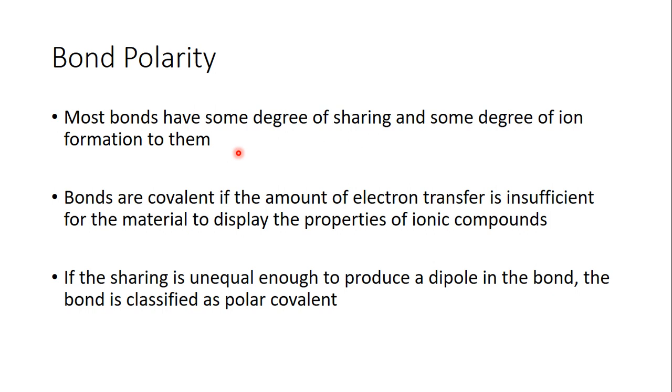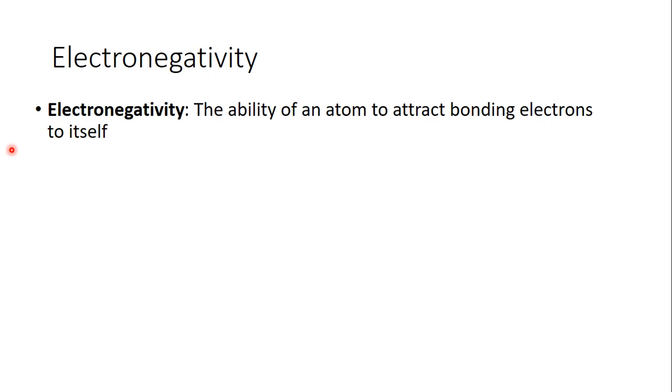When we're talking about covalent bonds, a lot of bonds have some degree of sharing and ion formation to them. Bonds are covalent if the electron transfer is incomplete, as opposed to a complete transfer. But if the sharing is unequal enough to produce a dipole moment, then you'd say this bond is a polar bond. So let's just talk about some terms here.